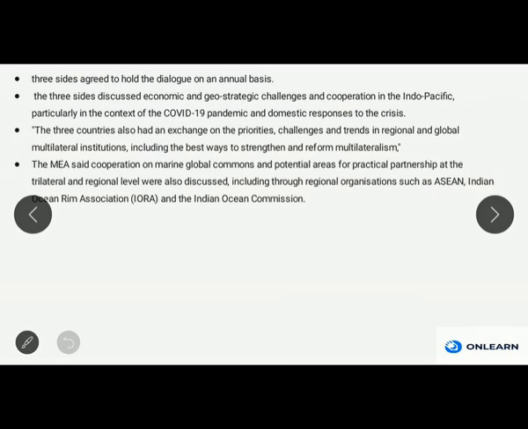And also, the three sides agreed to hold the dialogue on an annual basis. The three sides also discussed the economic and geostrategic challenges and cooperation in the Indo-Pacific. Now the three countries also had an exchange on the priorities, the challenges and trends in regional and global multilateral institutions. And also the Ministry of External Affairs said that cooperation on maritime global commons and potential areas for practical partnership at the trilateral and regional level were also discussed.